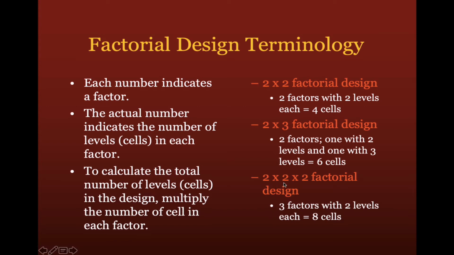Let's look at the last one here. We have a 2 by 2 by 2 factorial design. Again, the number 2 indicates how many levels there are in that particular factor. In the first factor, there are 2 levels. For the second factor, there are also 2 levels. For the third factor, again, there are 2 levels. So in total, we have 8 conditions. 2 times 2 is 4, times 2 is 8.